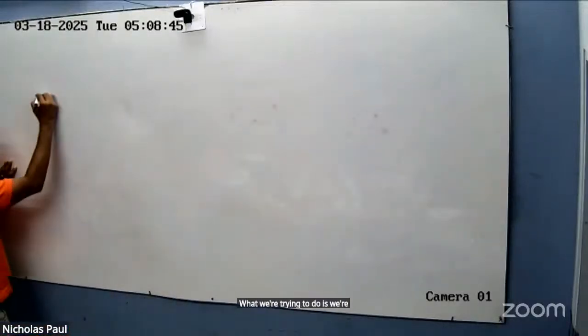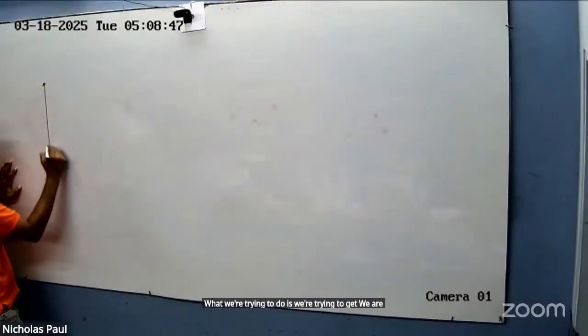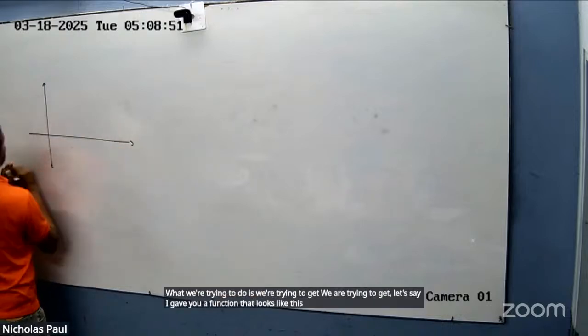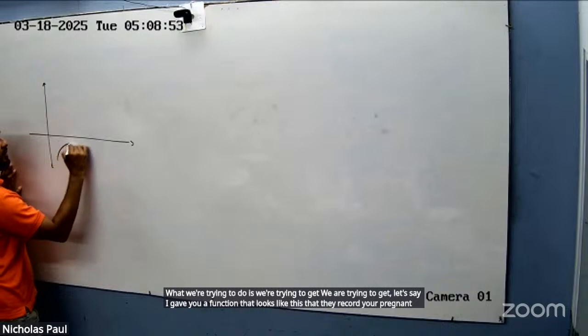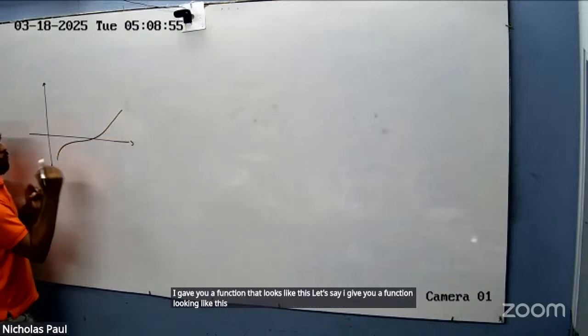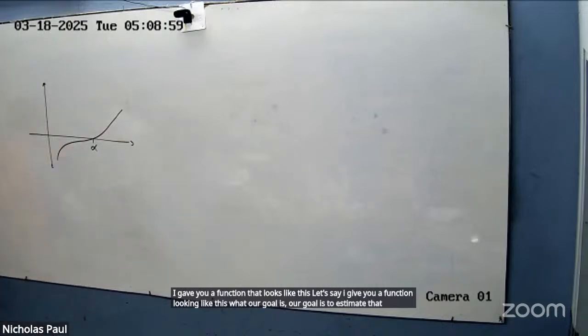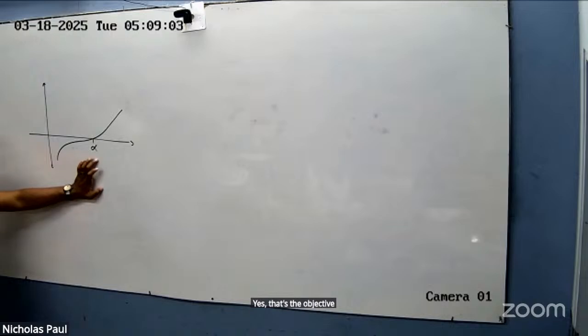What we're trying to do is, let's say I gave you a function that looks like this. Let's say I gave you a function looking like this. Our goal is to estimate that root. That's the objective of this whole class. How do we estimate that root?